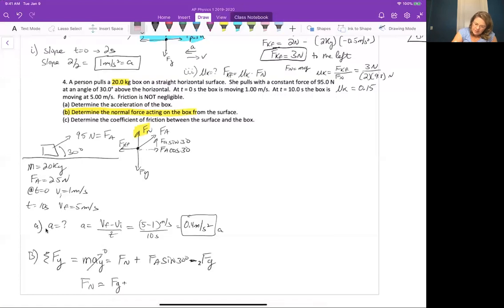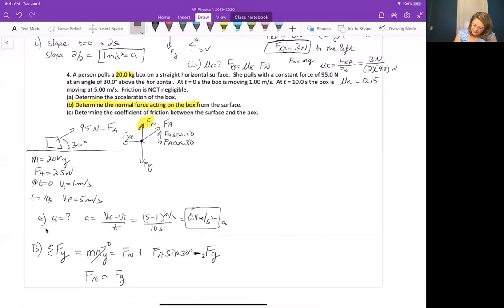Come on, stop behaving. No, don't tell me you're running out. No. Force of gravity minus, what is the problem?